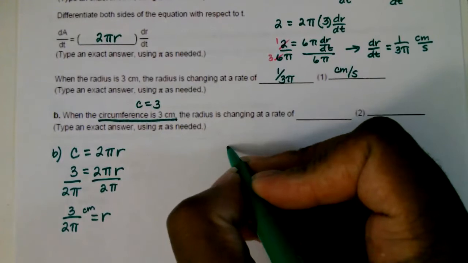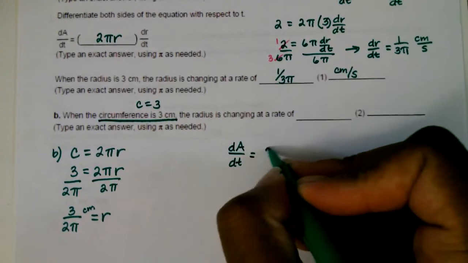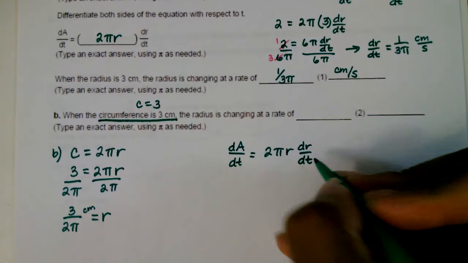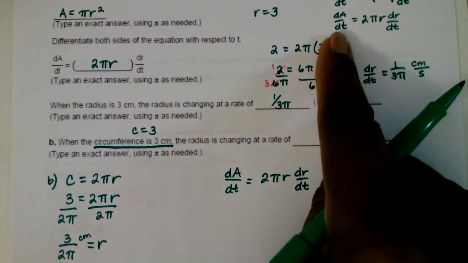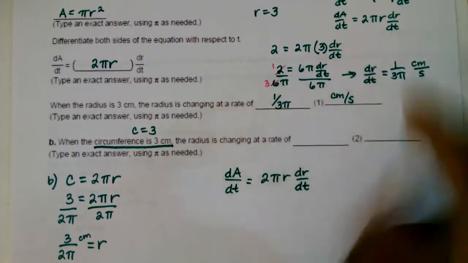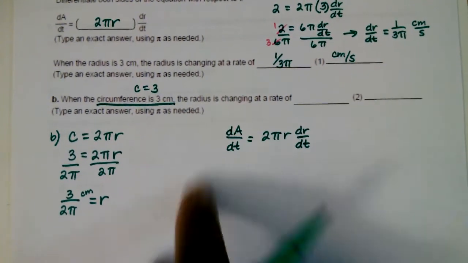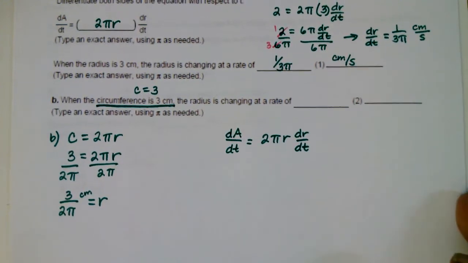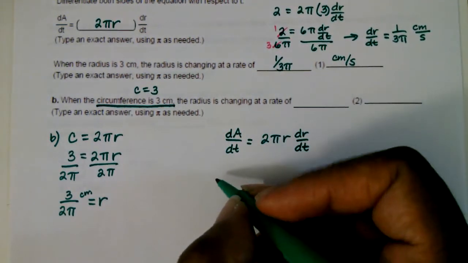Now we're going to use that dA/dt. That's equal to 2 pi r times dr/dt that we found in part A. I'll bring that down here. That's dA/dt, which is equal to this. Okay, so now here we're finding how fast the radius is changing when the circumference is 3 centimeters. Well, the radius is 3 over 2 pi, so let's substitute here.